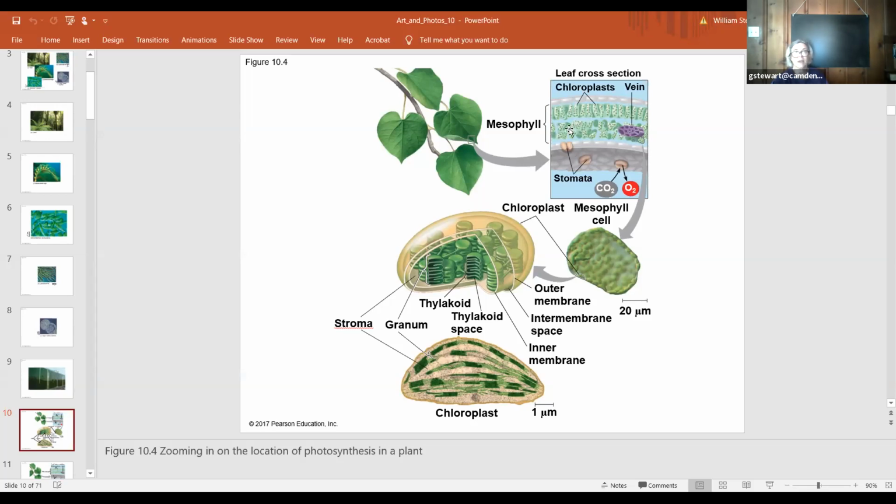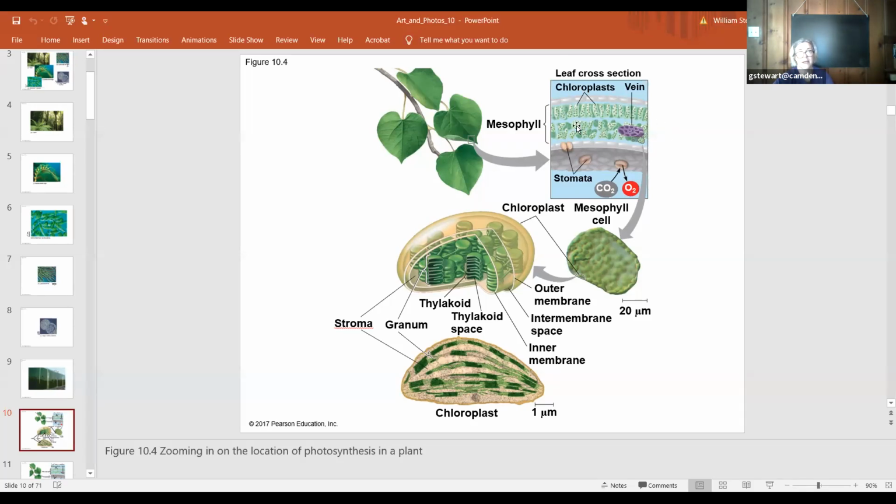Notice another important feature of the leaf is this vein. We saw these way back in chapter 1 when we looked at adhesion and cohesion. These veins are used for water to be transported from the roots of the plant all the way up to each leaf, as well as for transporting the glucose that the leaf cells are going to produce down to the rest of the plant.